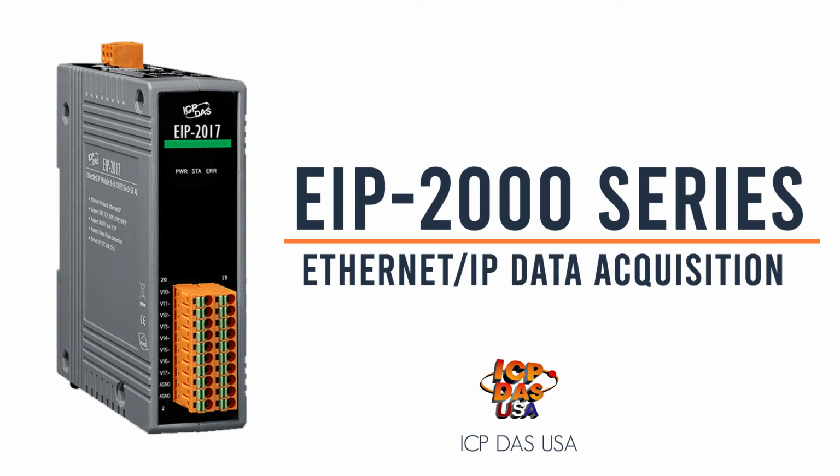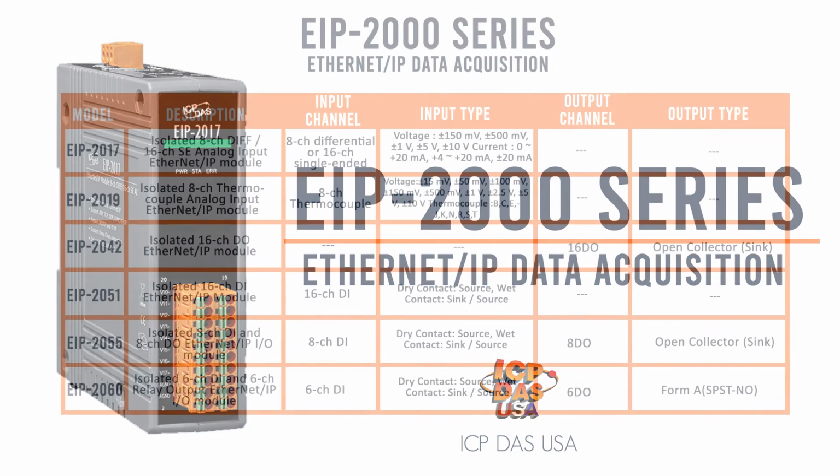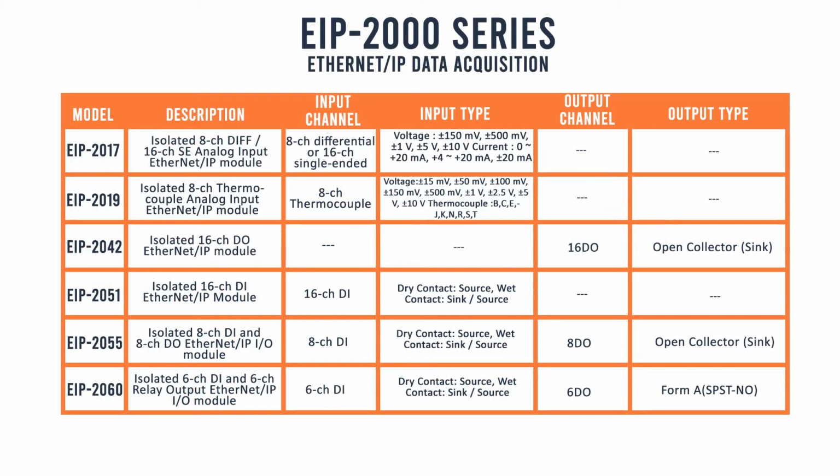EIP-2000 series, Ethernet IP data acquisition from ICP USA. Ethernet IP is a name given to the common industrial protocol as implemented over standard Ethernet. This was introduced in 2001 and today is the most developed, proven, and complete industrial Ethernet network solution available for manufacturing automation, with rapid growth as users seek to harness the advantages of open technologies and the Internet.